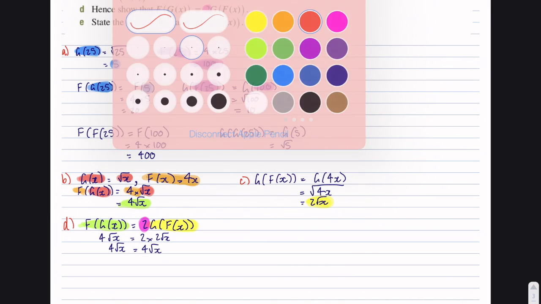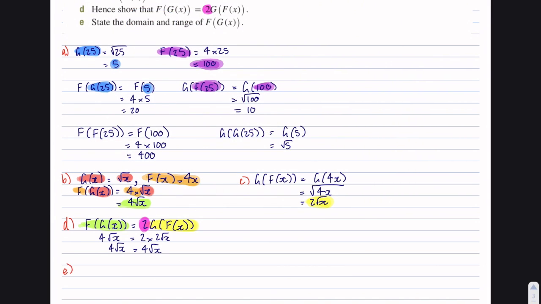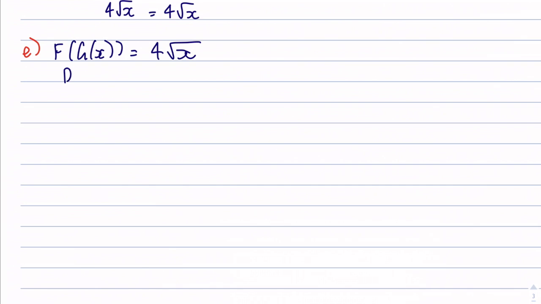Okay, and E. The domain and range of f of g of x. Well, f of g of x equals 4 times the square root of x. This is interesting. So let's look at the domain. Can we have any values that x wouldn't be? Well, x can't be negative. So the domain, x greater than, or it could be 0.